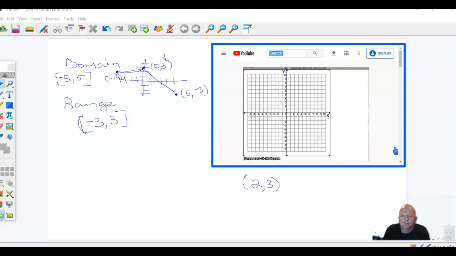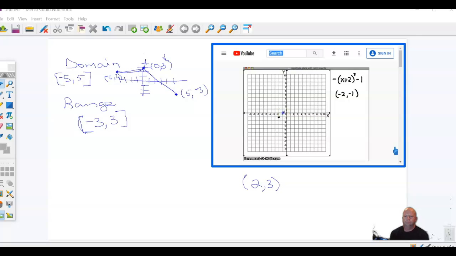Let's do another one, see if you got it here. Let's see what happens when a is negative 1. Let's do x plus 2 squared minus 2 times negative 1. See if our pattern holds up.